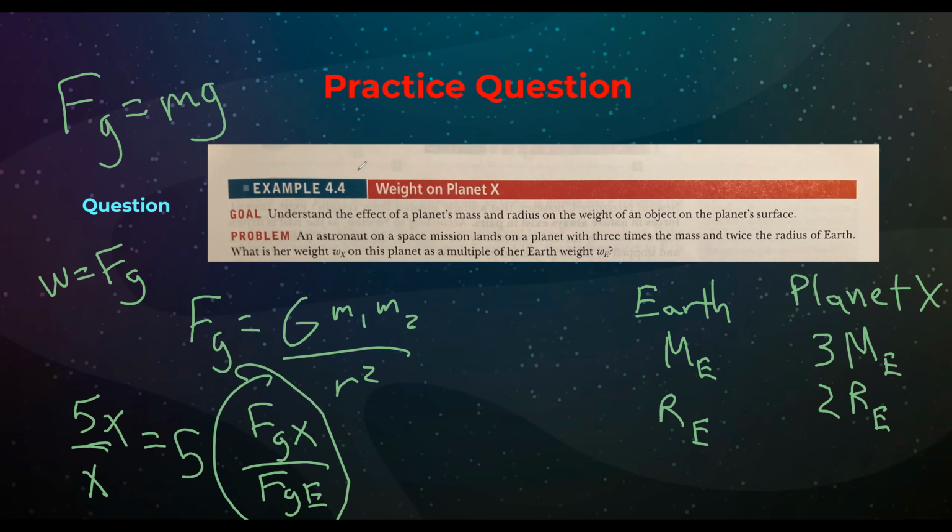We're taking the ratio of the force of gravity on planet X over the force of gravity on the Earth. And Fg is equal to this equation. So you'll basically be doing this equation over another of this equation, but the variables would be different because the radius and the mass are different. Does that make any sense?